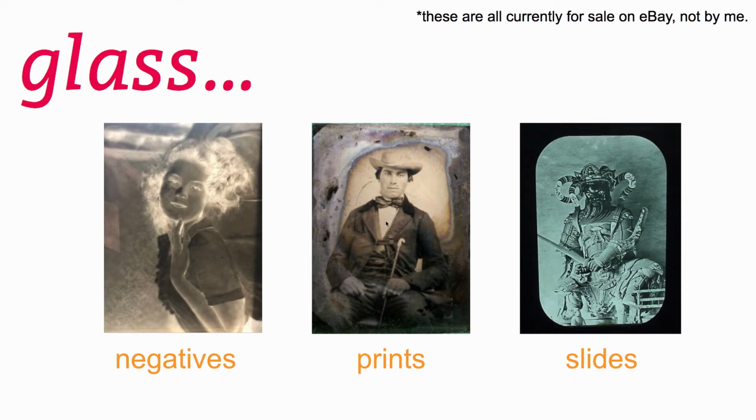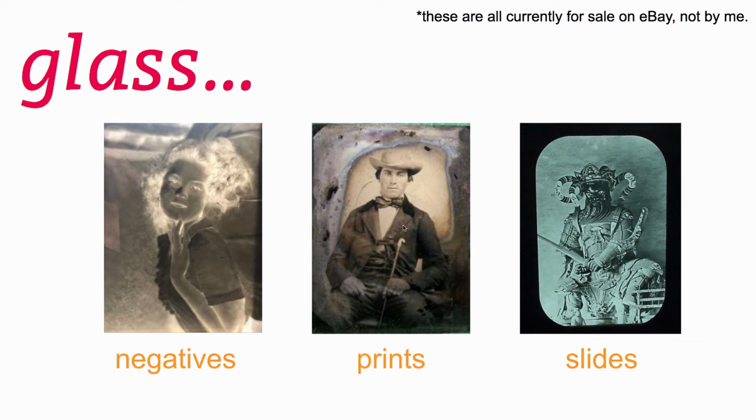So, in general, a negative is a thing that you use in the darkroom and shoot light through it onto some sensitized paper, usually, to create a photograph. Usually, paper prints like we're accustomed to. And glass negatives were used for that purpose as well.